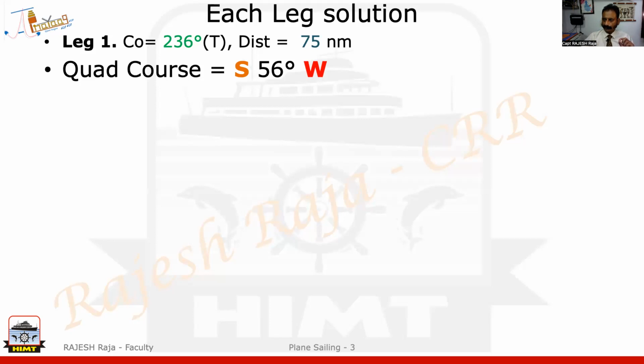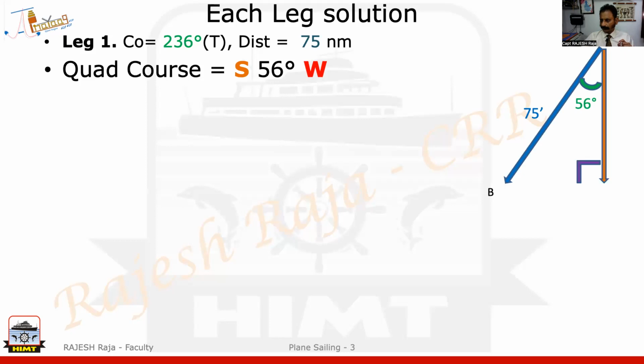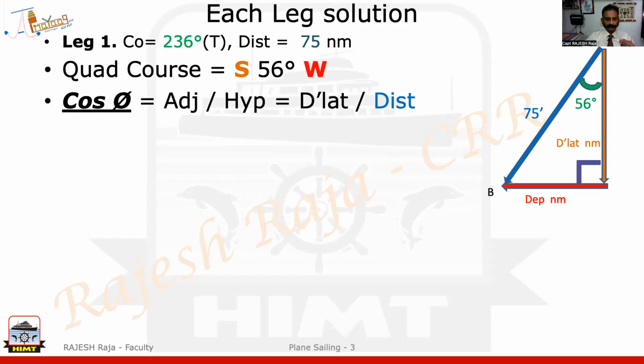So I'm going to draw that basic triangle. You see this basic triangle, A to B southwesterly, which is 75 nautical miles. This is the distance. This is the course given to me as 56 degrees. And I'm traveling southerly D'lat and westerly departure. This is your basic triangle. Now, how can I solve it? If you remember, we had the three formulas for this triangle: cos, sine, and tan, using the three sides and an angle.